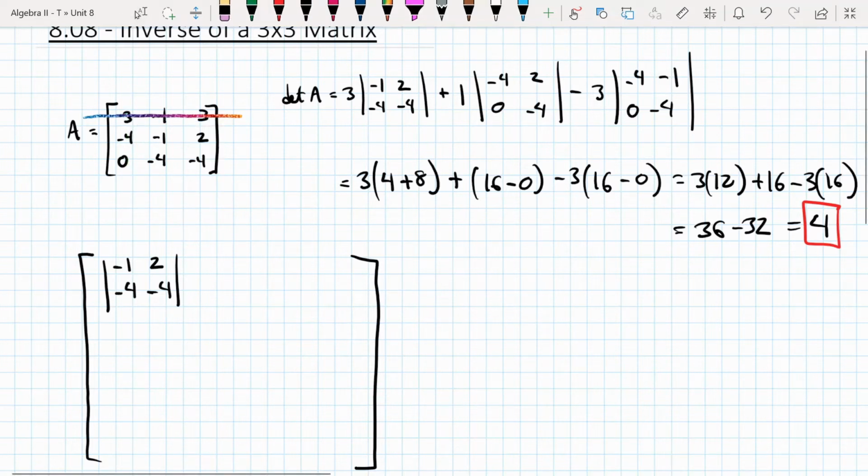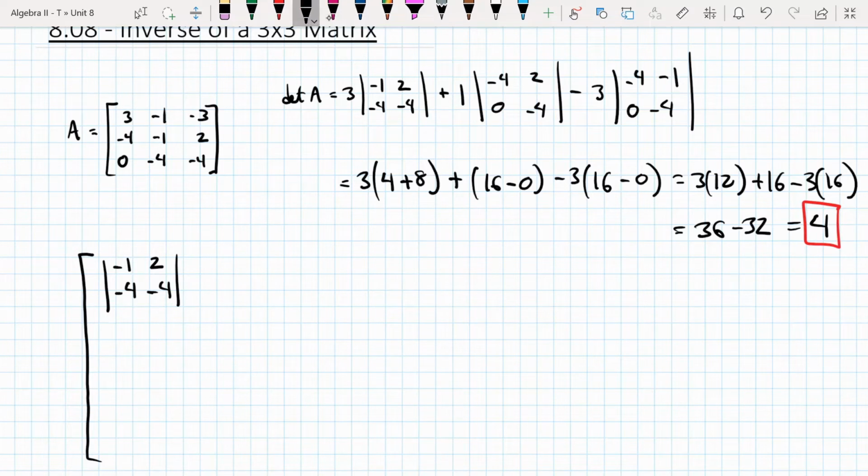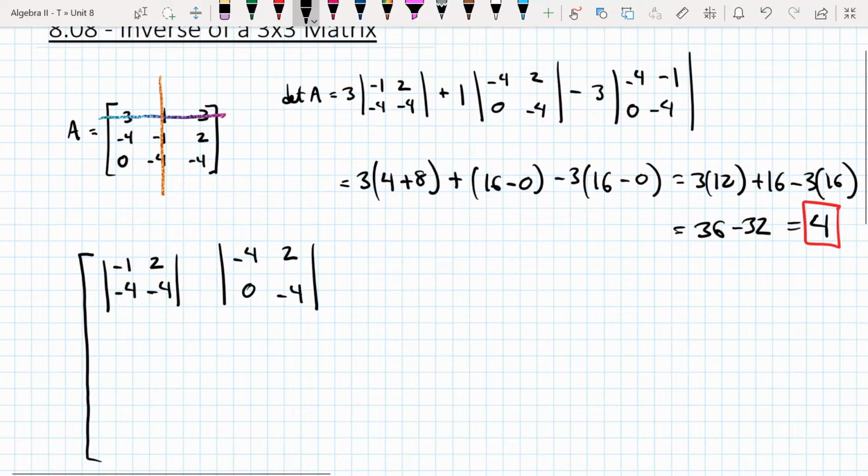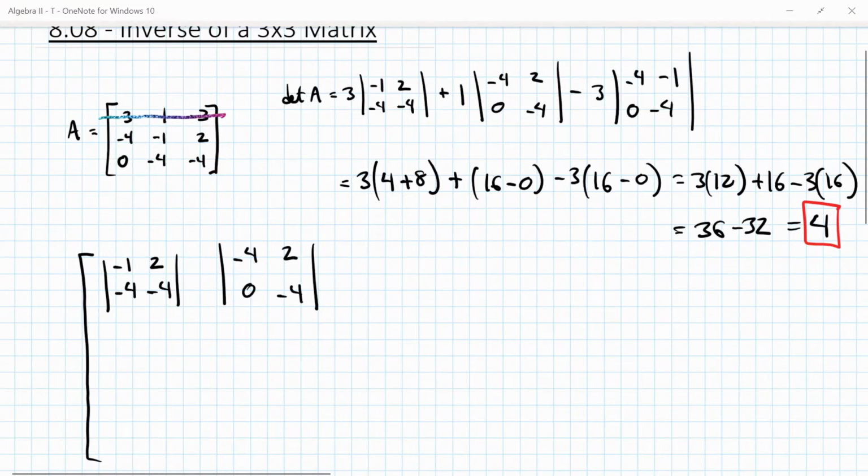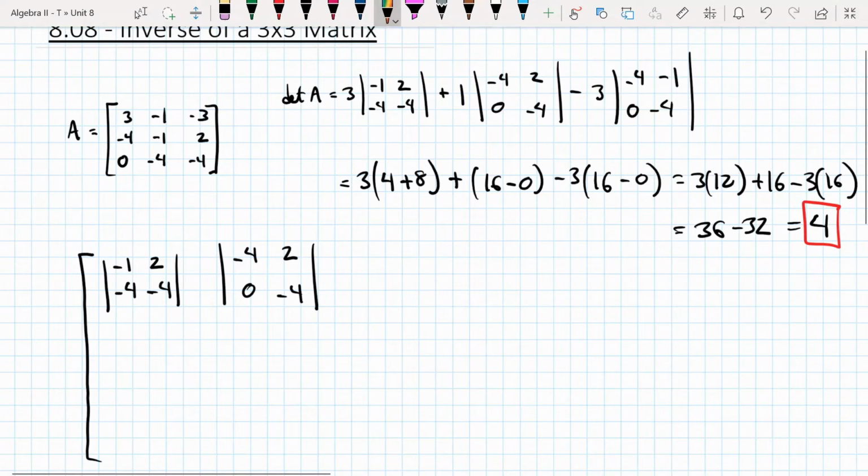Okay, so let's do the next one. If we're in the first row, second column, we want the determinant of -4, 2, 0, and -4. So these values right here. Next, we want the first row and the third column. That's going to be these numbers right here. So -4, -1, 0, -4.